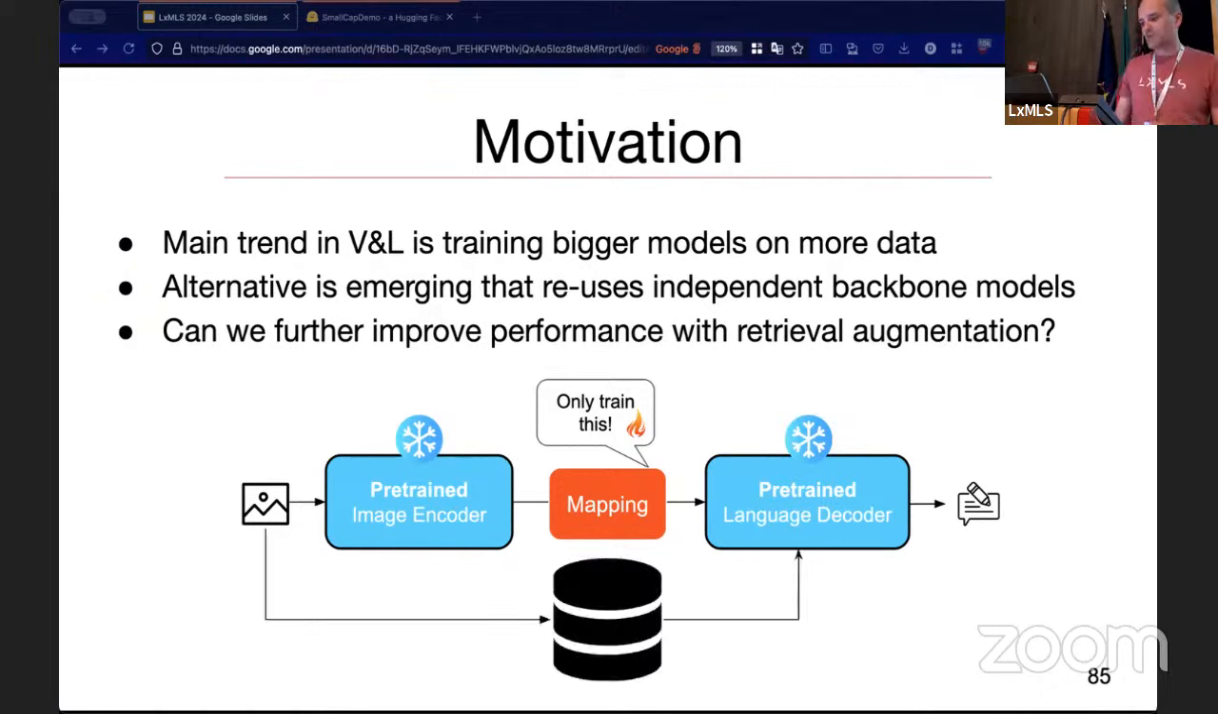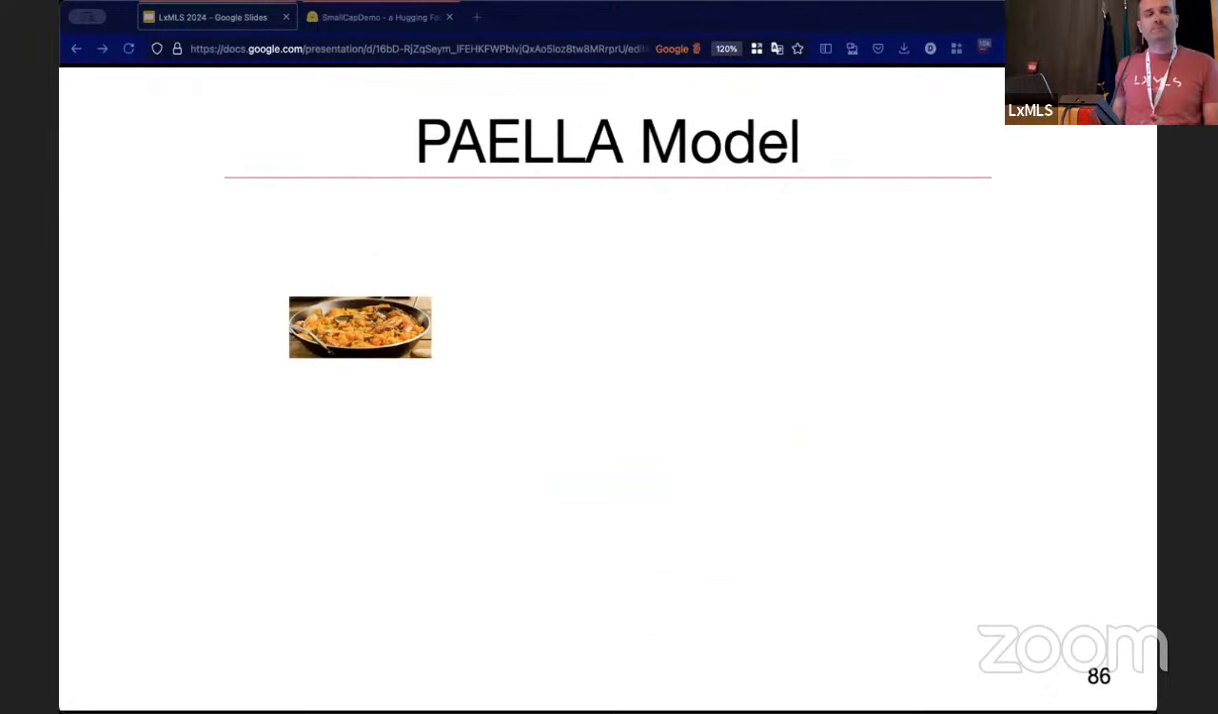And so what we've been interested in is, if we use retrieval augmentation in this setup, can we improve model performance? And there's got to be a pretty open question of how do you do retrieval augmentation here, because you don't have any obvious data you can retrieve. And the model that we built for this is called Paella. So I'm going to motivate the model using an example.